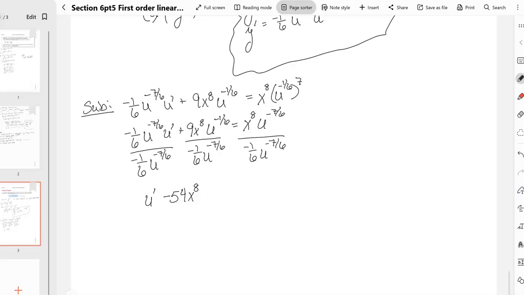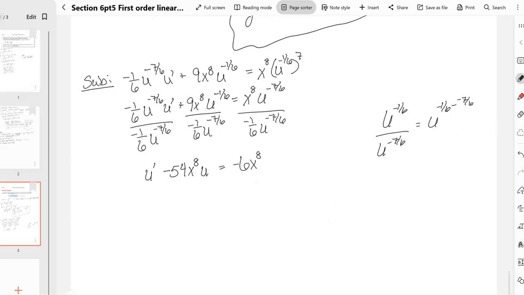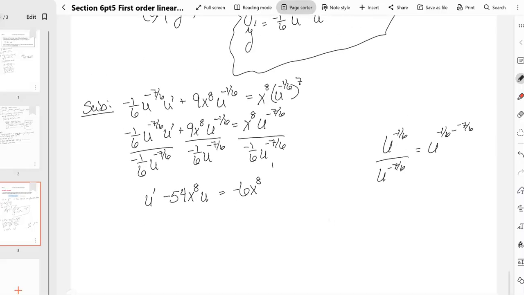And then let's talk about the u's. When we have the same base and we're dividing, we're going to subtract the exponents. So we're going to have negative 1 over 6 minus negative 7 over 6, which is u to the 6 over 6, which is just u. Here, when I simplify, I'm going to have a negative 6 x to the 8th, and you can see how those u's are going to cancel. Now we're in the proper form for first order linear.